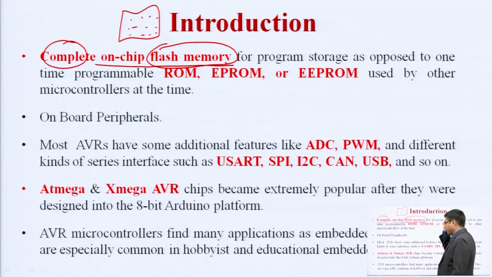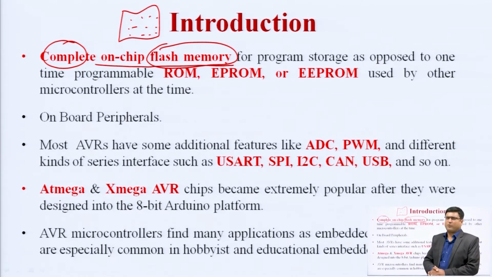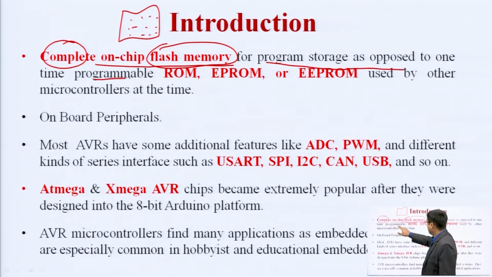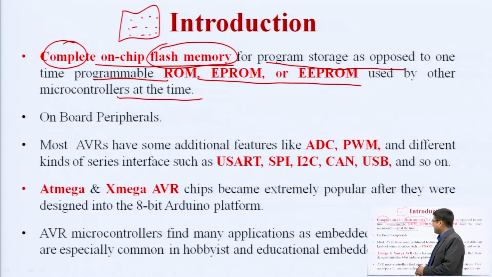AVR has a flash memory. There are other memories available. We have seen RAM, ROM, etc. And one of the important features of AVR is that it has a flash memory for program storage, as opposed to one-time programmable ROM and EPROM, which were used by other microcontrollers at that time. We have seen in our previous lectures that there are other memories available, ROM, EPROM.